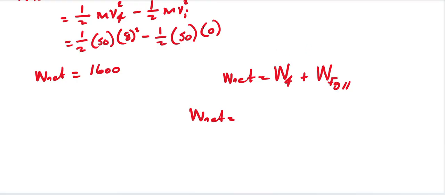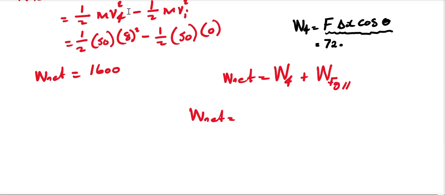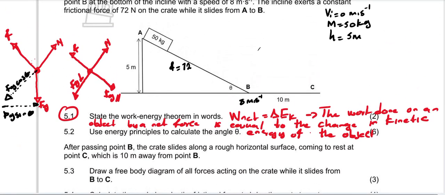We're gonna write it here. Work done by frictional force is equal to F change in X cos of theta. This is the formula. This is the original formula. Do you get me? And then what is your frictional force? They say our frictional force is 72. Do you get me? What is your change in X? When they say change in X, they want the distance from point A to point B.